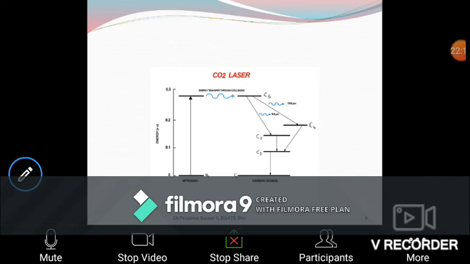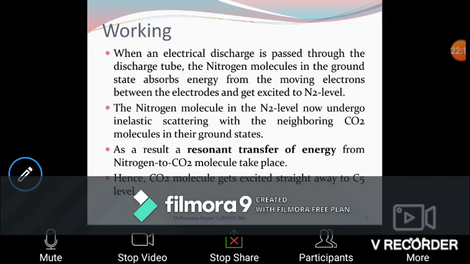We'll go back to the slides and I'll explain. When an electrical discharge is passed through the discharge tube, the nitrogen molecules in the ground state absorb energy from the moving electrons between the electrodes and are excited to N2, that is the N2 level.